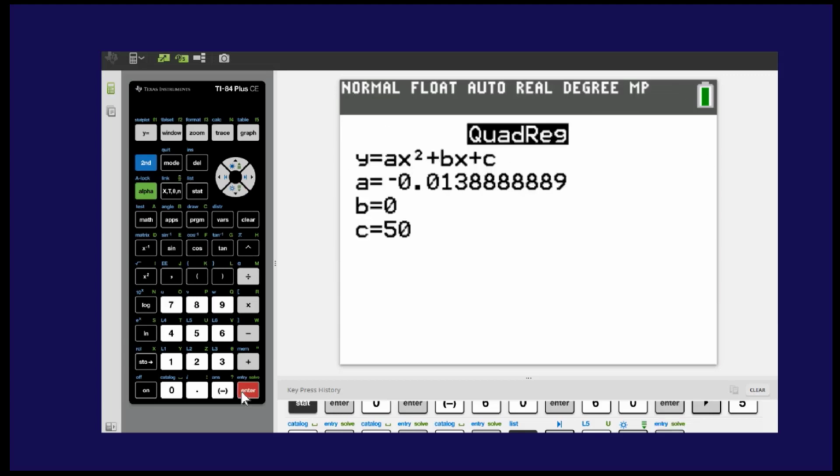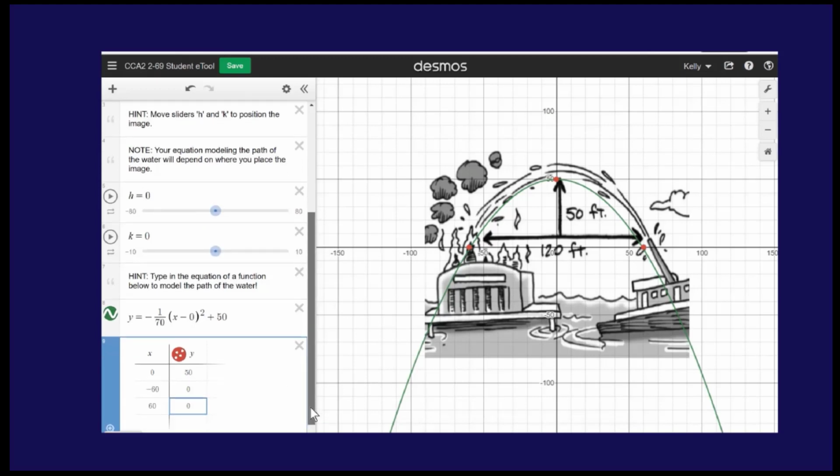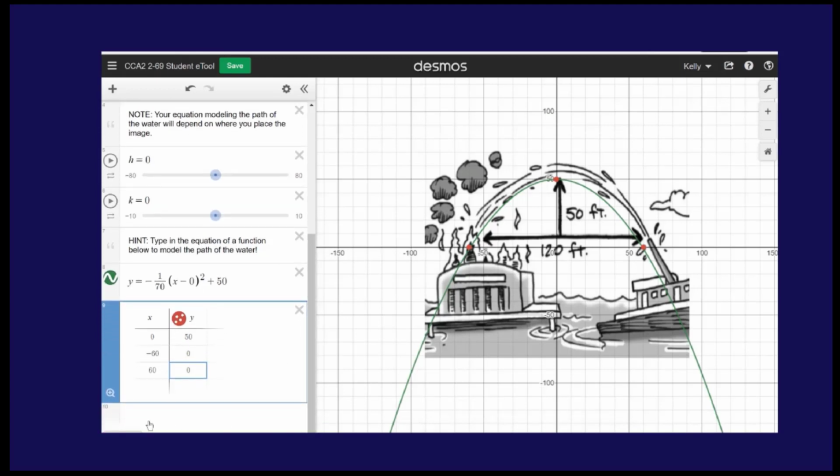And look at that fraction. A equals negative 0.013 and then 1, 2, 6 eighths. Okay. And we are going to put this into Desmos. So notice the B is 0. And notice our C is 50. And that is because there is no horizontal translation. There's only a vertical shift up. But our A means we have quite a compression here. So let's get rid of that for now. And then let's come and put that equation in and see how well we did.